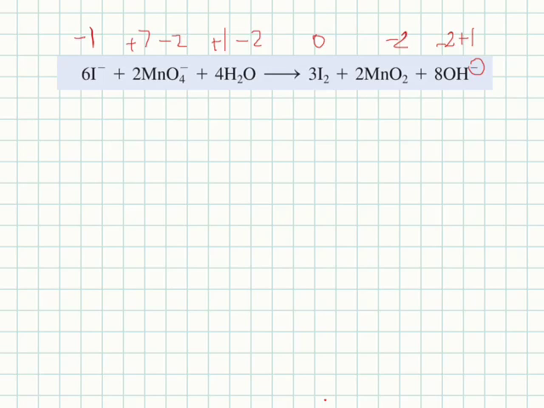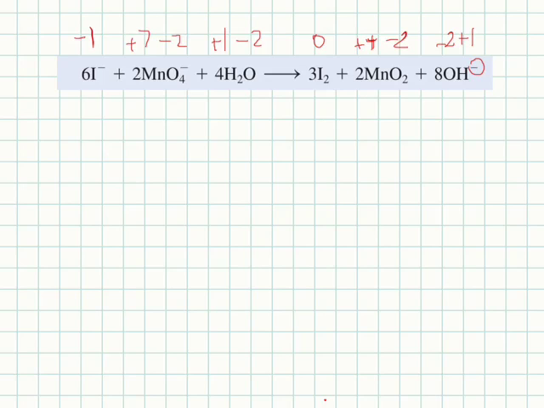Now on the right, the manganese there is bonded to 2 oxygens, and MnO2 is neutral. There's no charge written beside it. So if there's 2 O's, and that would give me a total of -4, 2 times -2 is -4, then that one manganese must be +4 to give me a total charge of 0.